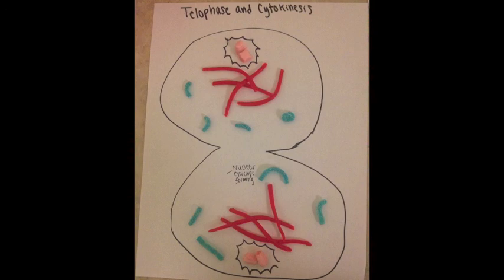At the same time, cytokinesis is taking place, in which the division of the cytoplasm occurs, which results in two daughter cells.